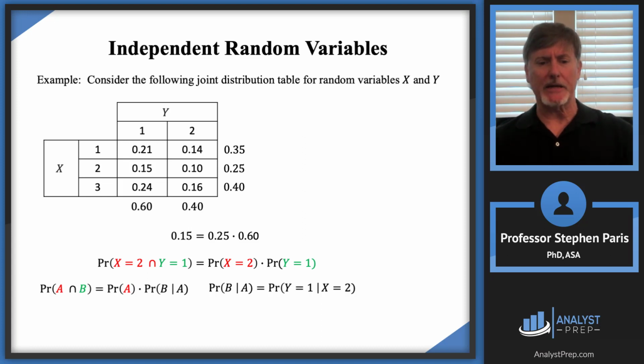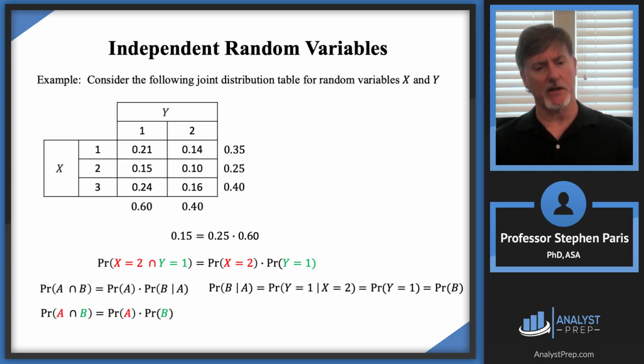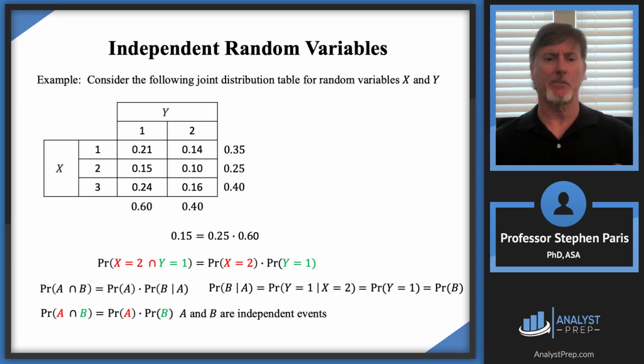X and Y are independent, and so the probability that capital Y equals 1 will not depend at all on what capital X is. So this is just equal to the probability that capital Y equals 1, which is the probability of the event B that I defined. And so in this case, the probability of A intersect B is equal to the probability of A times the probability of B. I'm just tying it back to some stuff from the first module. In other words, from the first module, we would know that these events are independent events.